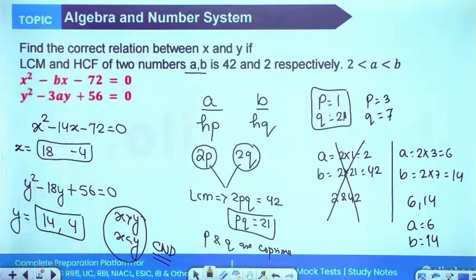Is it clear? Is it clear? So the concept of HCF and LCM was clear or not?